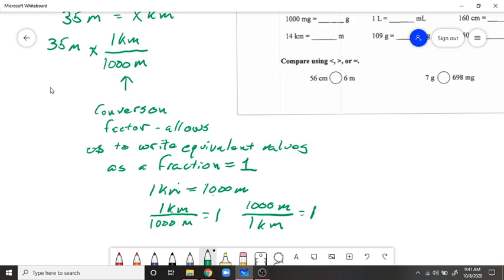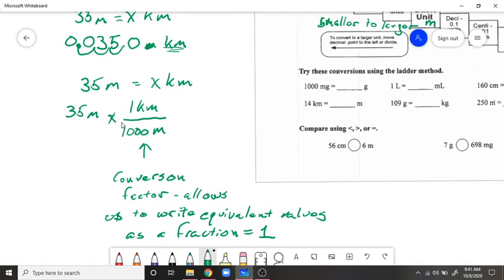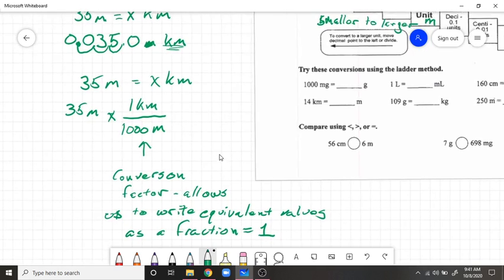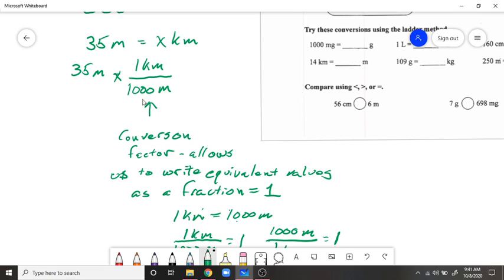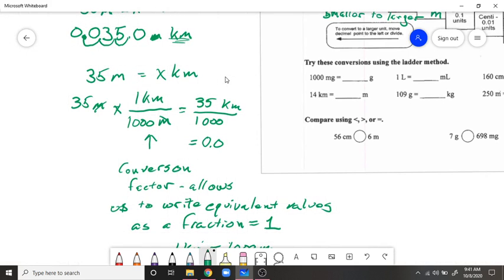We use the conversion factor to switch our units. So I have 35 meters, and I want to find out my answer in kilometers. So my meters now cancel out, and I have 35 kilometers over 1,000, which is going to be equal to 35 divided by 1,000, 0.035 kilometers.